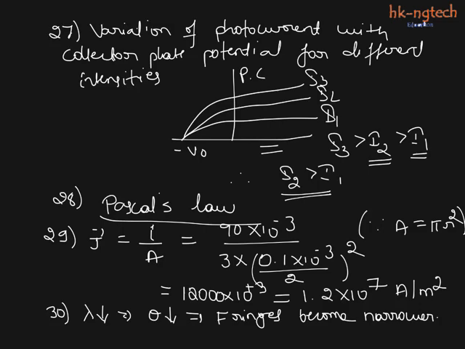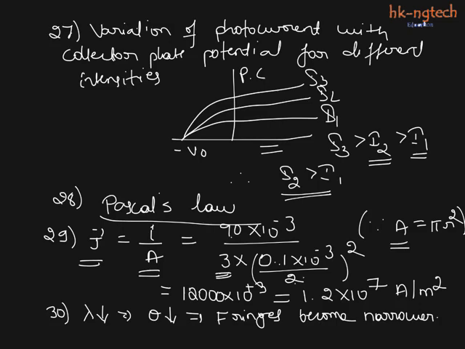29th one. A cylindrical conductor of diameter 0.1 millimeter carries a current of 90 milliampere. The current density is. So usually we know that current density J is equal to I divided by A, correct? So I is given as 90 milliampere, that is 90 into 10 to the power of minus 3, and the area is pi r square. So pi is nearly taken as 3, and for r square, they have given the diameter as 0.1, so obviously it is 0.1 millimeter divided by 2, because we have to get the radius.